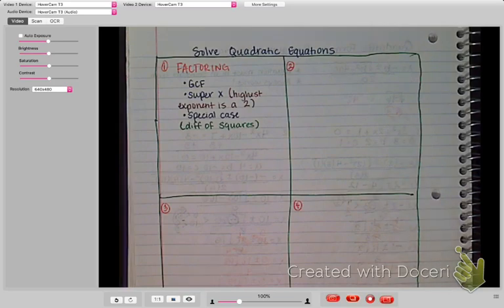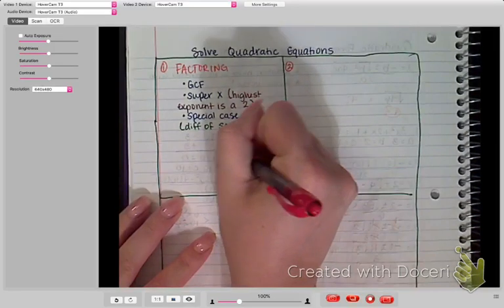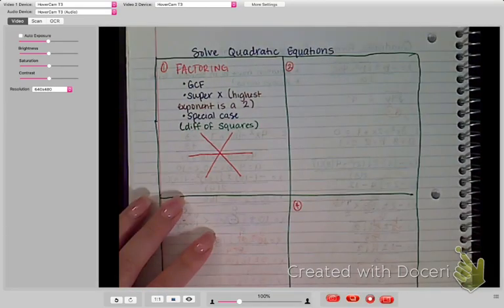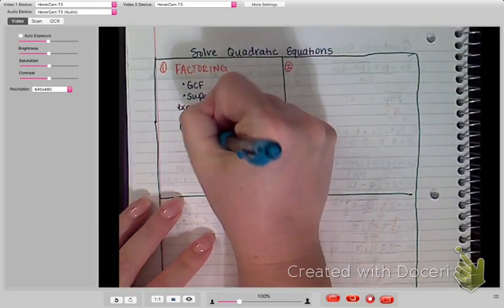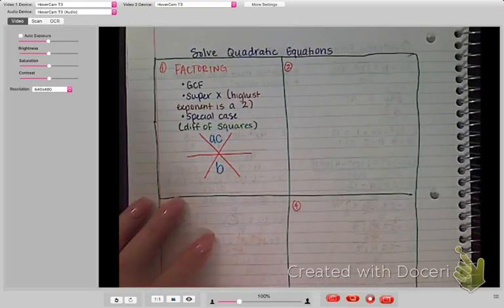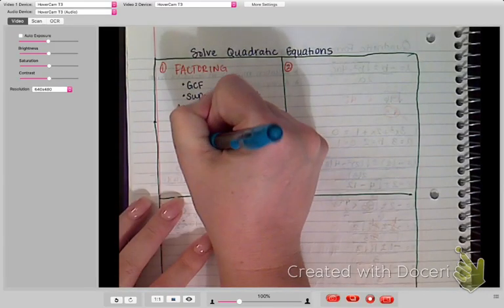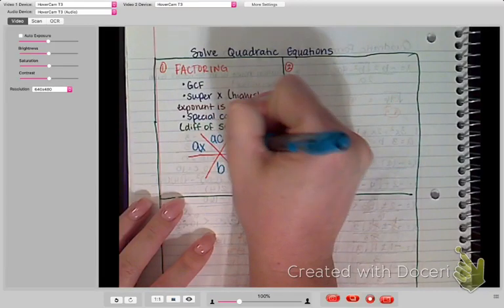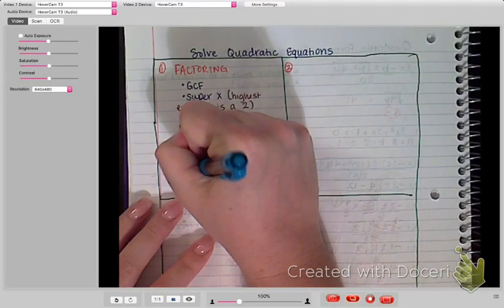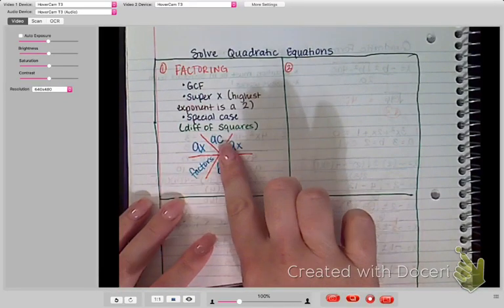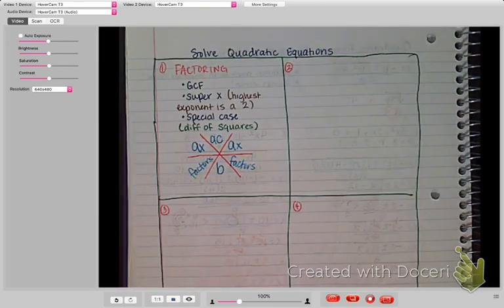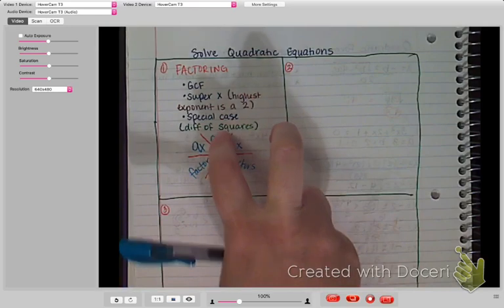But to recap what the super x looks like, on the top of your super x, you have a times c. On the bottom is b. On the top parts here, you have your a term plus whatever your variable is, so I'm going to say x. These 2 parts are your factors. So what 2 numbers multiply to the top and add to the bottom number? These 2 numbers multiply to that top and add to the bottom.